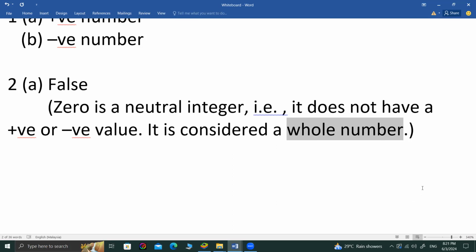Whole number means we got no decimal, no fraction. Like 1, 2, 3, 4, like that. Understand already the meaning of 0, yeah? So remember, 0 is not a positive. It's also not a negative number.